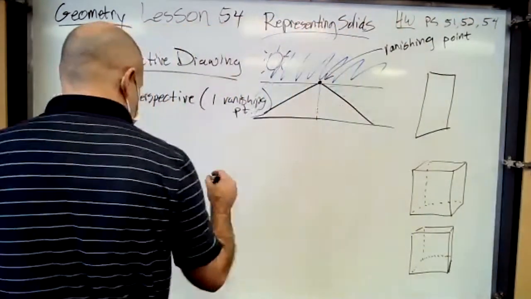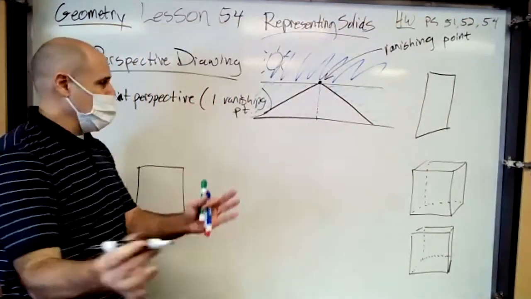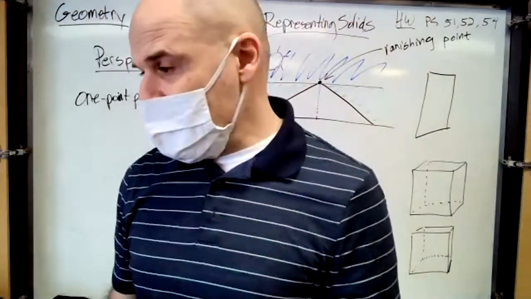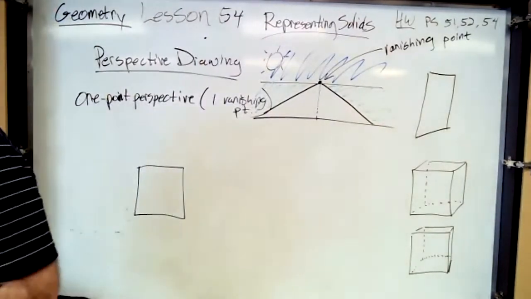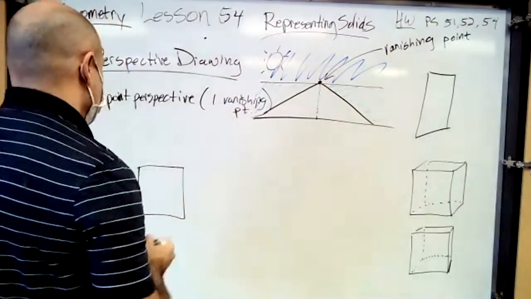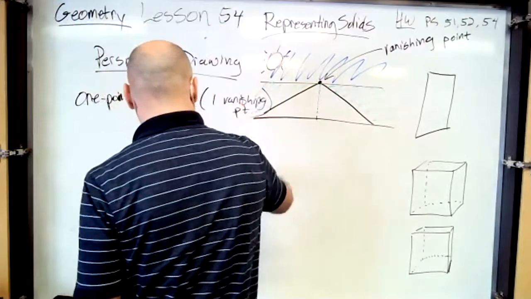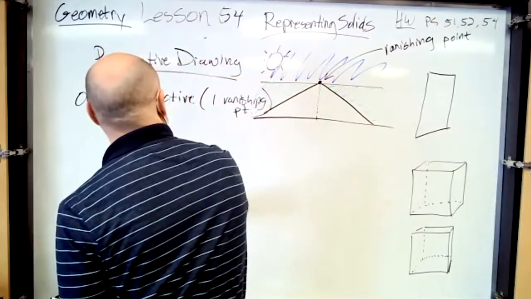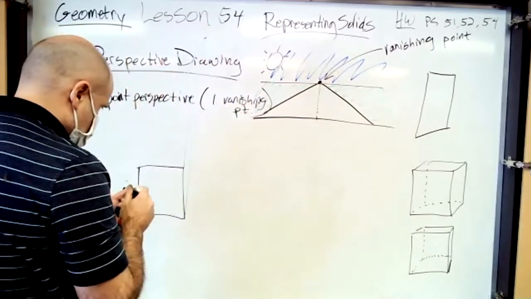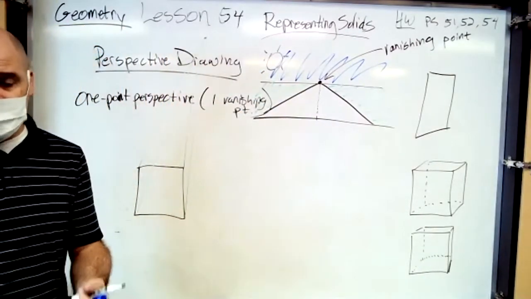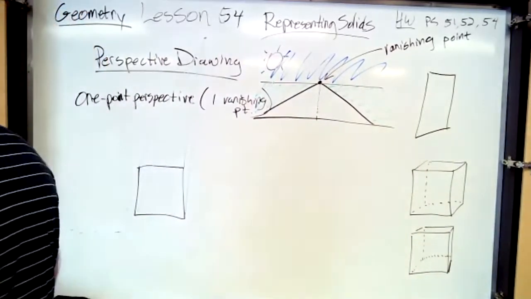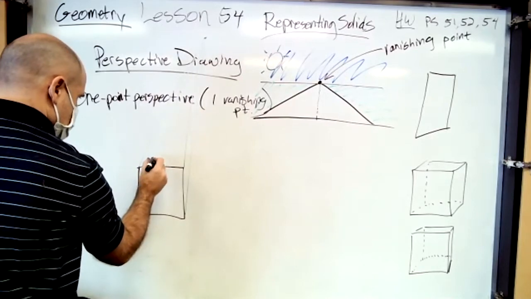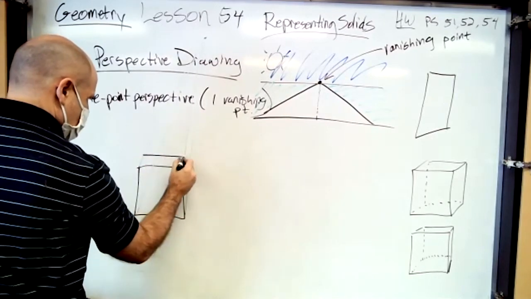So a one-point perspective is just drawing any point, like for example, this one, okay? And then what I'm going to do now is draw each vertex to that vanishing point. Okay, so far so good. And then I'm going to draw some lines here, parallel to the top, parallel to the bottom.